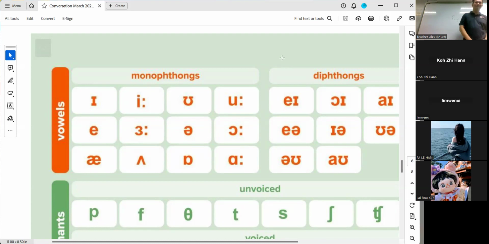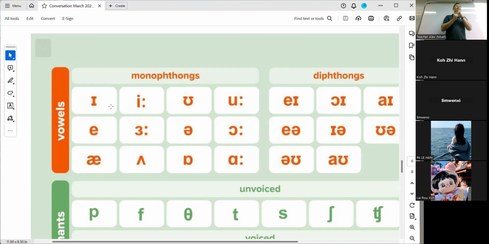How many letters are there? A to Z. 26. A to Z. But how many IPA sounds? There are 45 to 46 sounds of English, even though it's A to Z. Right. This one, how do you pronounce the first one? The first one. Okay, read with me.